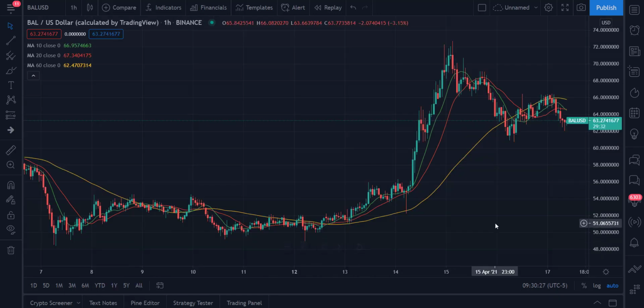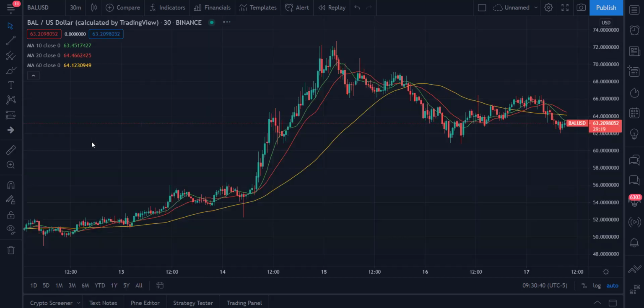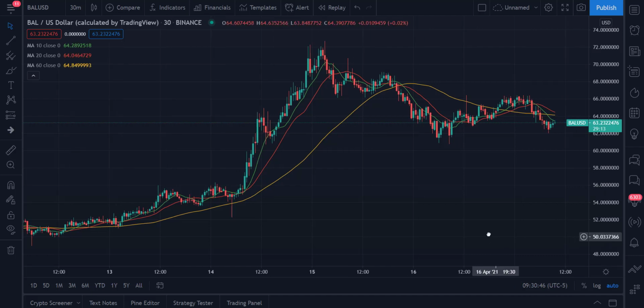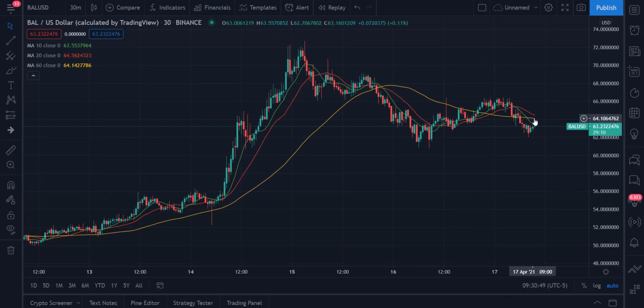So we'll take it to the 1 hour, and now you've got the exact opposite. The 10 is lower than the 20, which is lower than the 60, but the 10 and the 20 are still very, very close. Let's look at the 30-minute just to see if that gives us any additional clarity. Nope, confusion here, mostly because the 60 is between the 20 and the 10, so that just means that it's a little more cluttered.